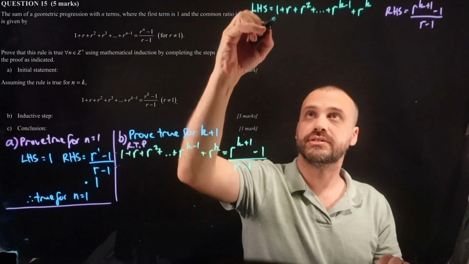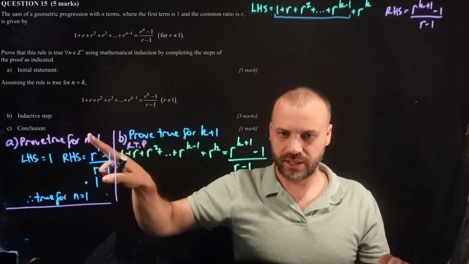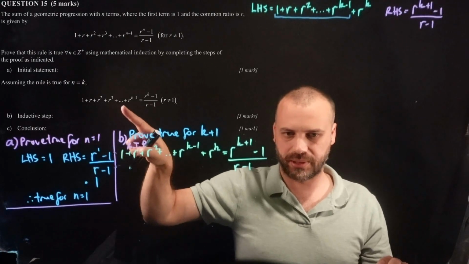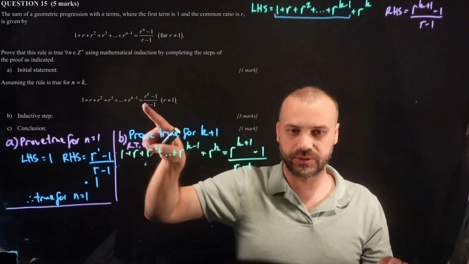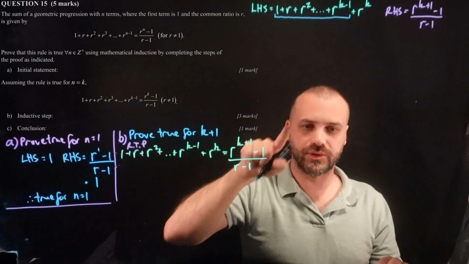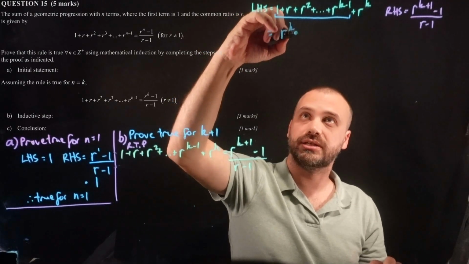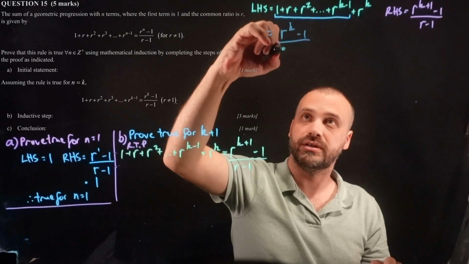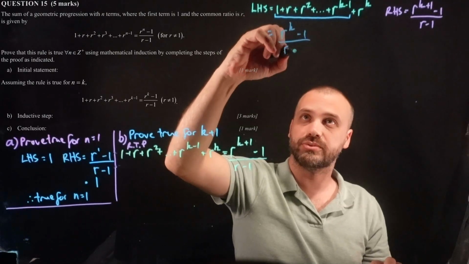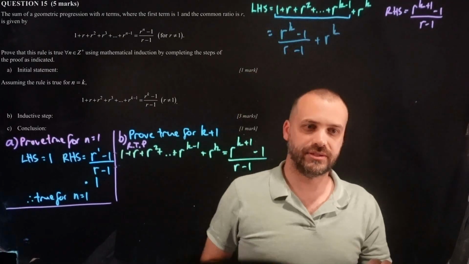Now notice this. In our assumption, it says that 1 plus r squared plus r blah blah blah r to the k minus 1 equals r to the k minus 1 over r minus 1. So I can replace all of this with what that says it's equal to. R to the k minus 1 over, is it r minus 1? And then I've got this plus r to the k there.